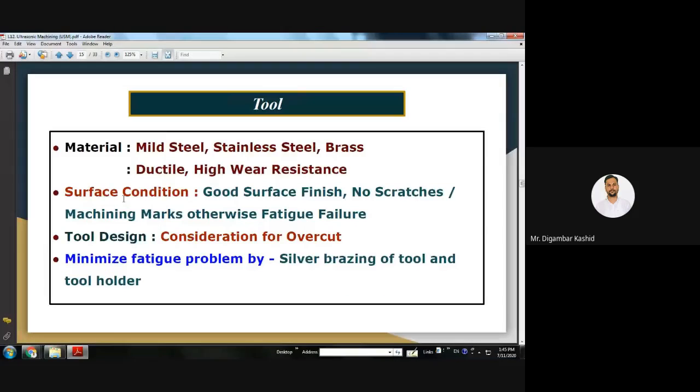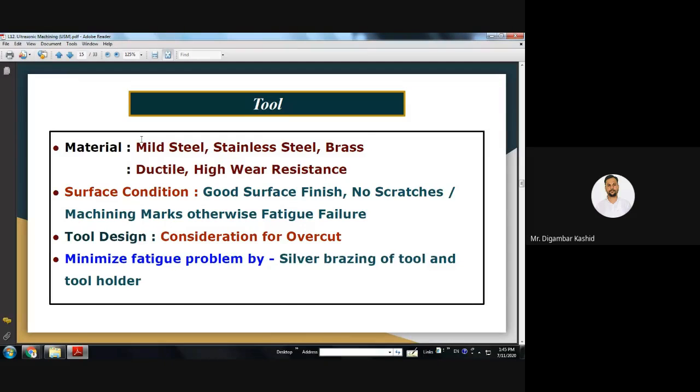Then we'll talk about the tool. Now what is important is the tool. The tool is different and the tool holder is different, because the tool holder is like a connector, which is required to transmit the mechanical operation from the transducer to the tool. So that connector means our tool holder. Now I'll talk about the tool.